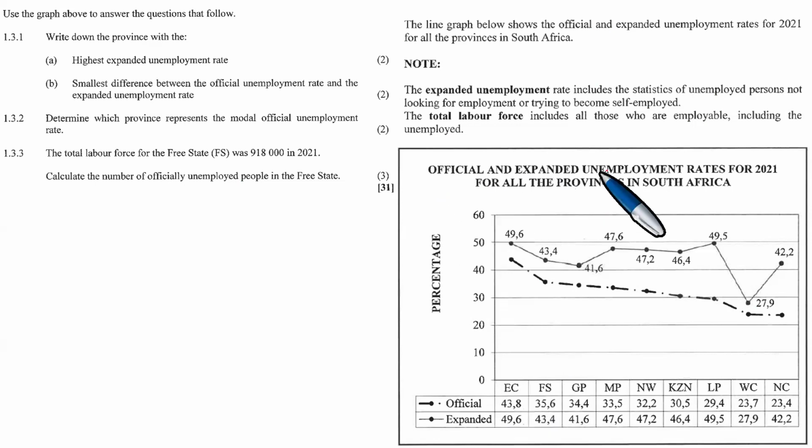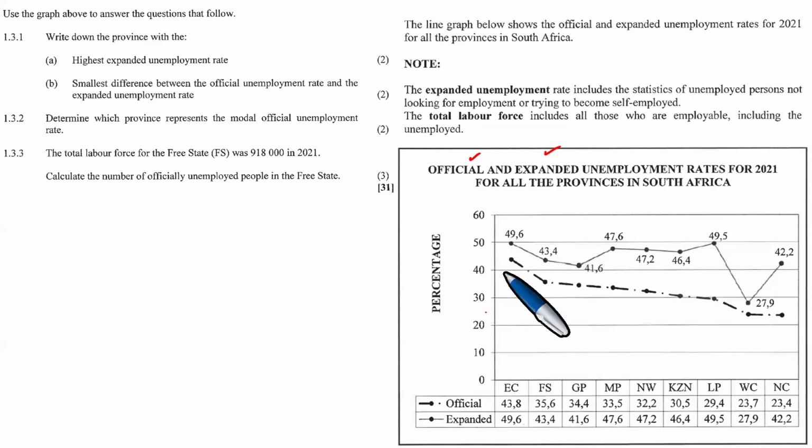Right, official and expanded unemployment rates. So, what are the official? Some of the rates are official, and some are expanded. The official rates are the thicker lines, and the expanded ones are a little bit thinner.